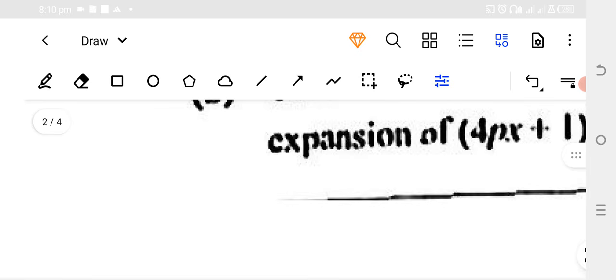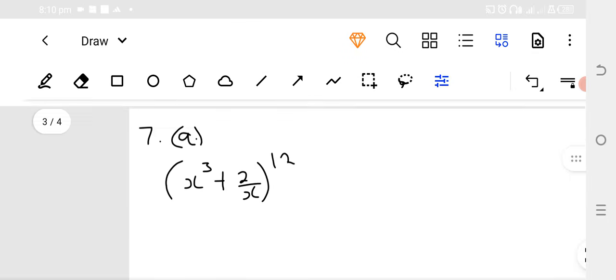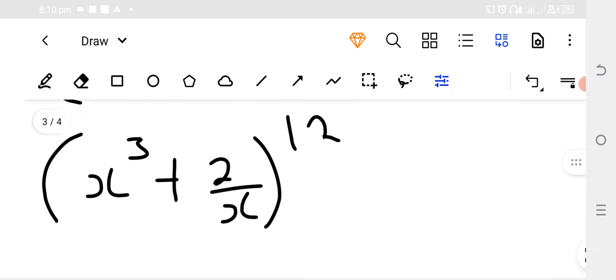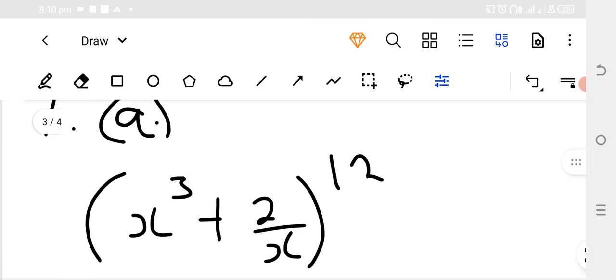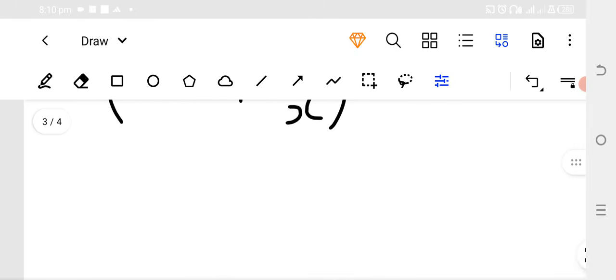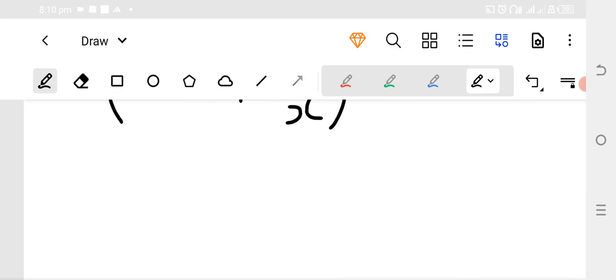They want you to find the term independent of x. What do you do? You just use the binomial coefficient formula. So 12 combination r, because we do not know that particular term.